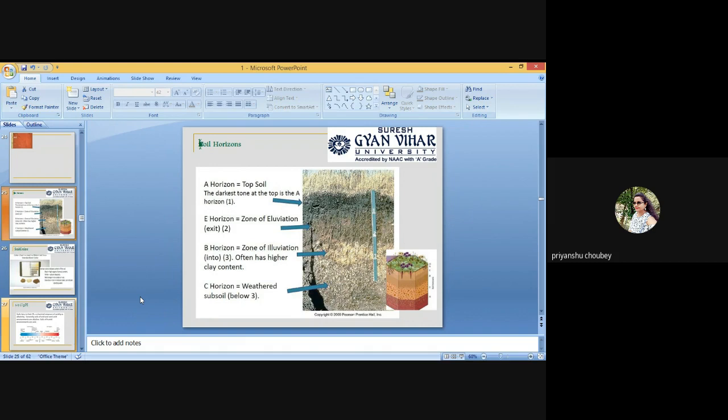The B horizon can be divided into B1, B2, and B3 depending on slight variations of texture, structure, and other physical and chemical parameters. For instance, the B horizon in a black soil with slickensides is denoted as Bss.